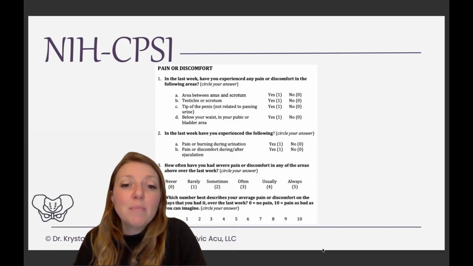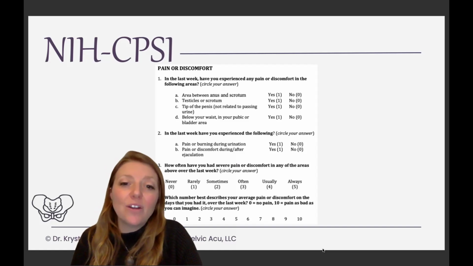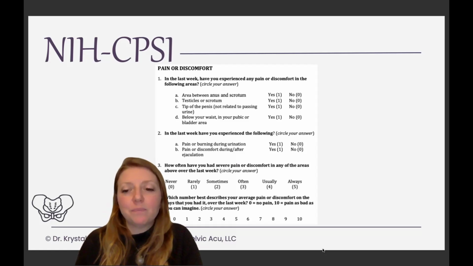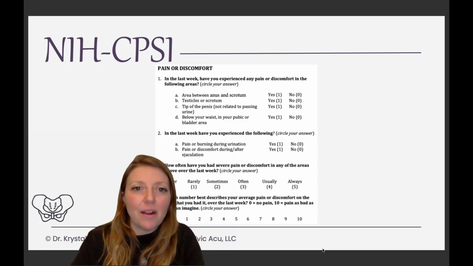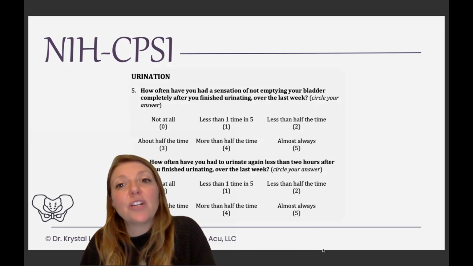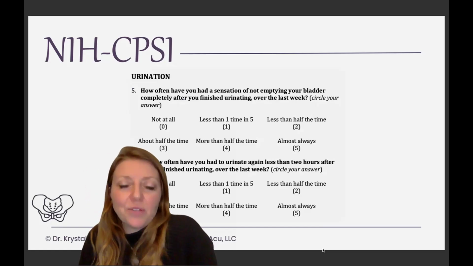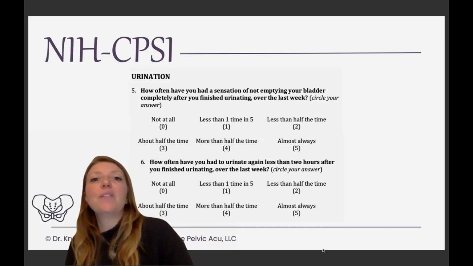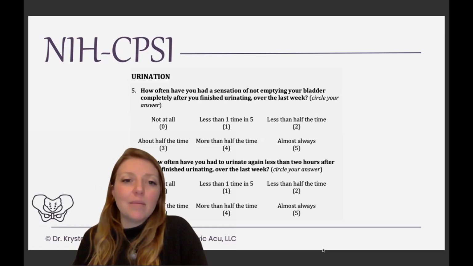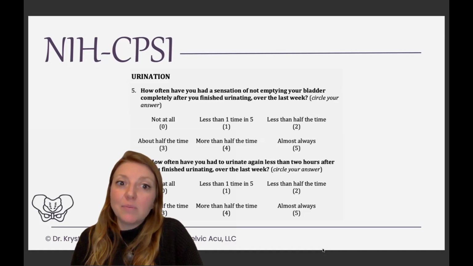Then it goes into which number best describes your average pain or discomfort on the days that you had it over the last week. So 0 is no pain, 10 is pain as bad as you can imagine. So really looking at the pain scale there. And then we look at urination. How often have you had the sensation of not emptying your bladder completely after you finished urinating over the last week? I love that this question is here because so often we think that retention is specific to the female population. It is not. And it's important for us to explore that. So we have a not at all to almost always scale here.